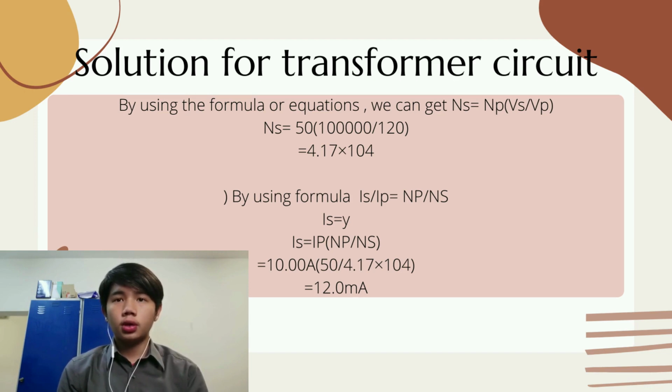And for part B, we can use Is per Ip equal to Np per Ns to find the current for the secondary or primary. We can put in the values that we want to use, so we can get the answer.